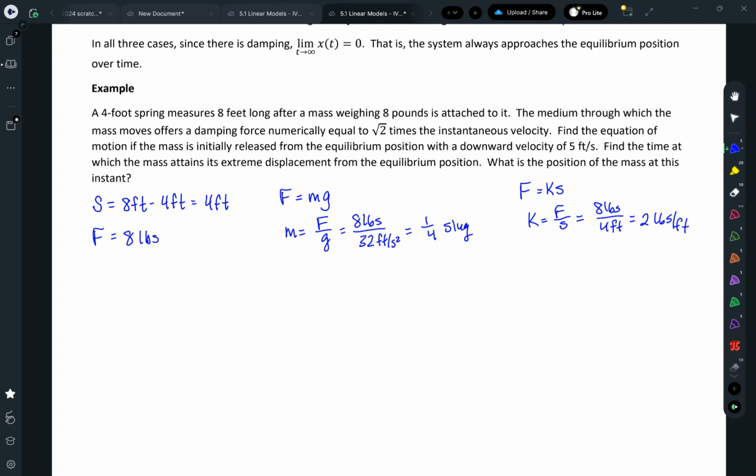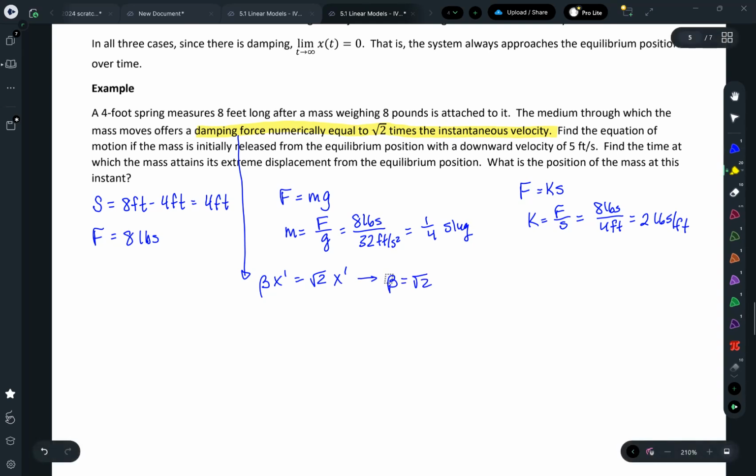Now, the medium through which the mass moves offers a damping force numerically equal to the square root of 2 times the instantaneous velocity. What this is saying, the damping force is beta x prime, and this is equal to the square root of 2 times the instantaneous velocity, x prime. And so together, this says beta is equal to the square root of 2. So I've got my beta, I've got my m, I've got my k. I can build my differential equation.